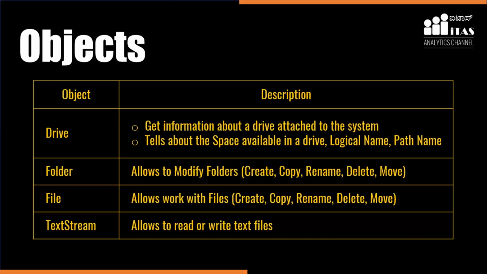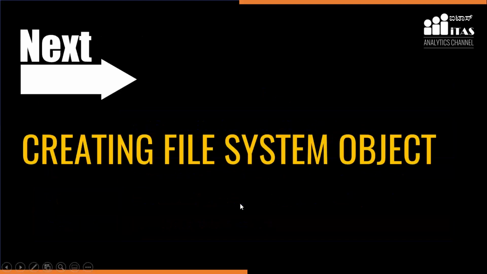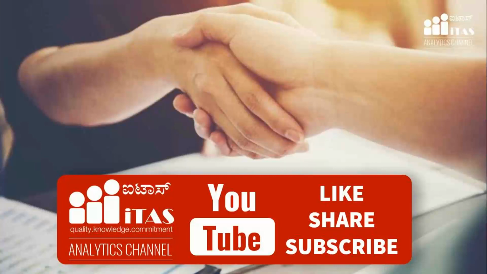I have something called TextStream, which is actually used for creating or reading data from text files. So FSO objects are actually used, that is the main use of FSO objects, to work on the drive, folder, file, and text files. In our next video, I'll be showing you how to create these FSO objects from the Microsoft Scripting Runtime library, or using it as an object. So keep watching this video series for more information.